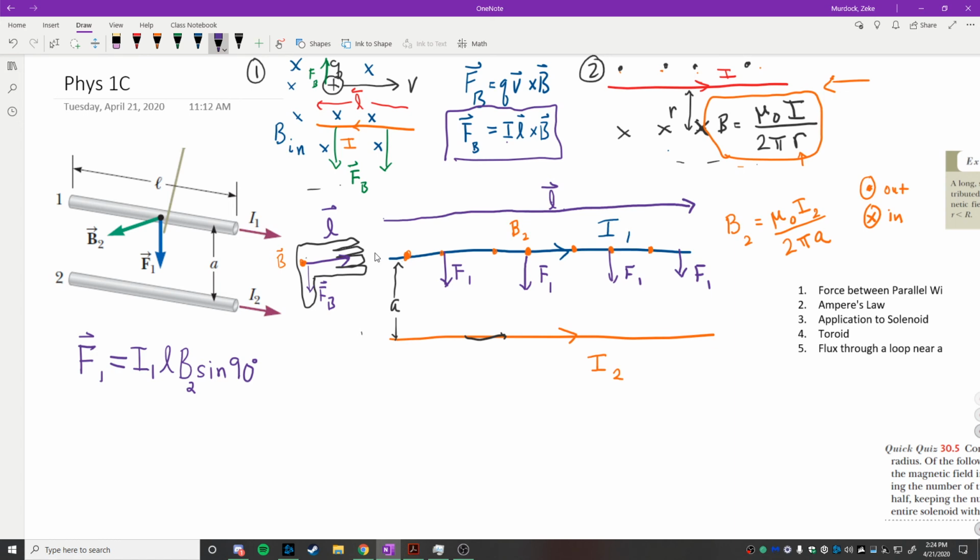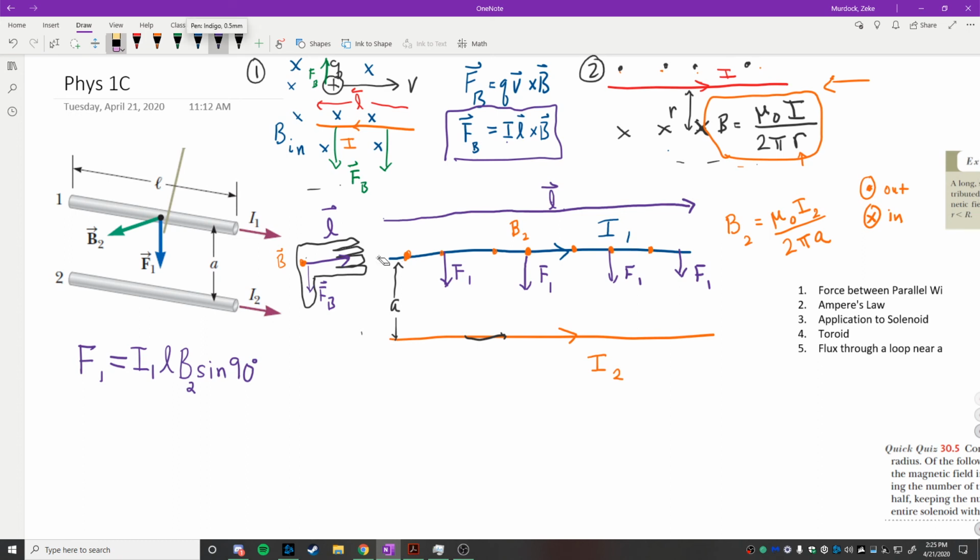And in terms of the direction in this case, let's leave that part off because you can see the direction from the picture. Alright, so that's our force.